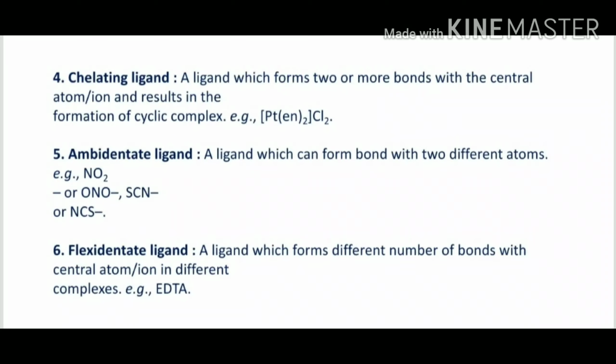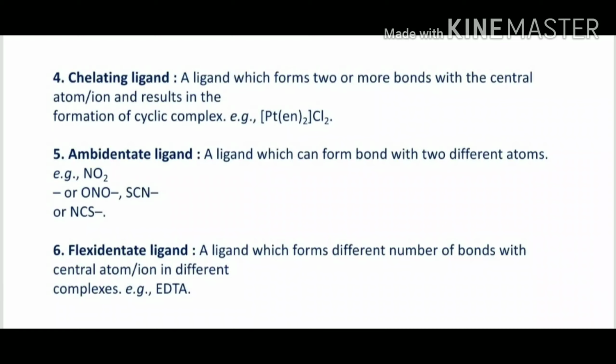One is the chelating ligand. A ligand which forms two or more bonds with the central atom or ion and results in the formation of a cyclic complex. For example, here is bis-ethylene diamine platinum chloride. Here, this ethylene diamine ligand makes a cyclic compound. So that is known as a chelating ligand.